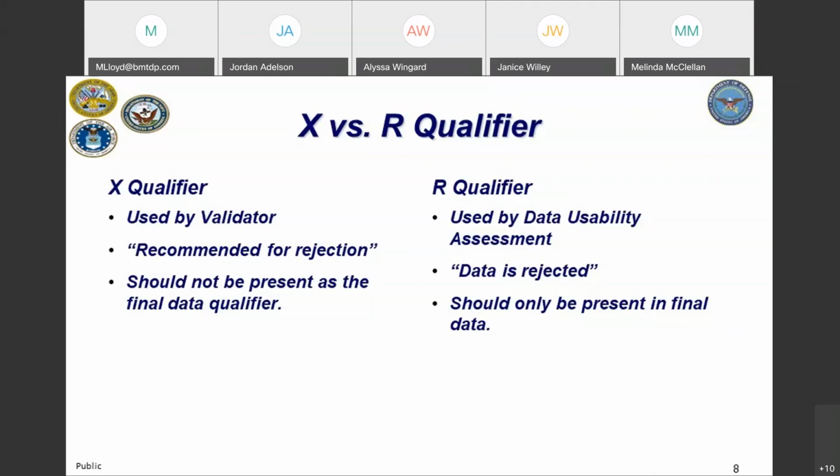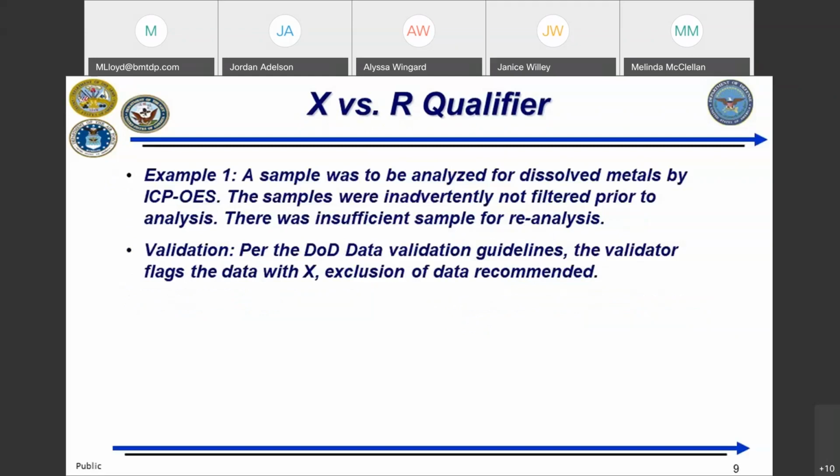So what do I mean by that? Let's do an example. And so I'm going to actually ask Dr. Allison Cease, who is another one of our subgroup members, to read this example for me and what has come out of validation.